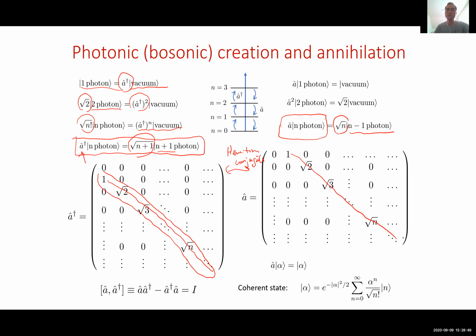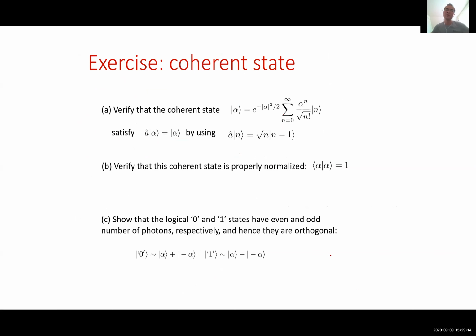And the coherent state that I defined earlier can be written in the photon number states. These are photon numbers from 0 photons up to an infinite number of photons. So it's in a superposition, but in this particular form. I will give you an exercise that you can go through to help yourself familiarize with the coherent state and the bosonic operators.